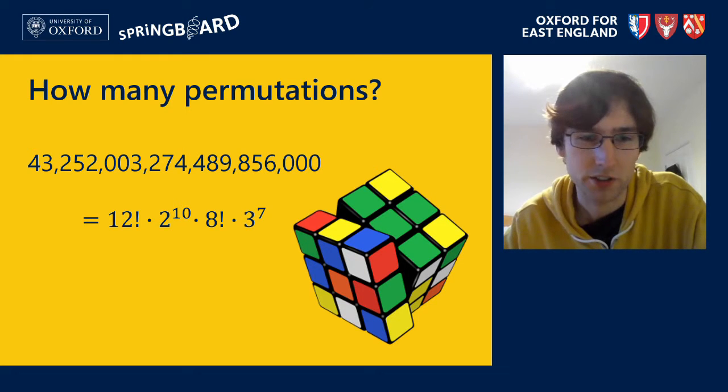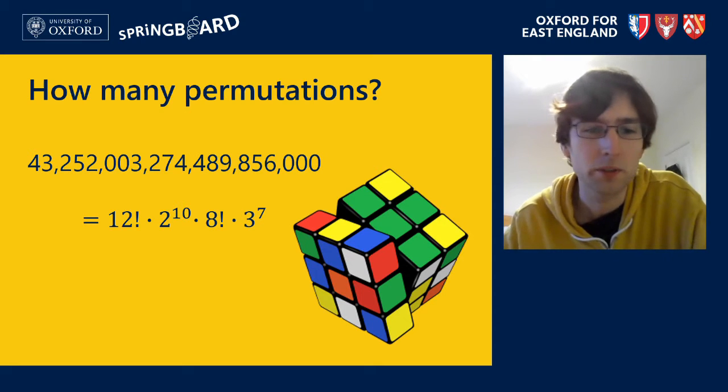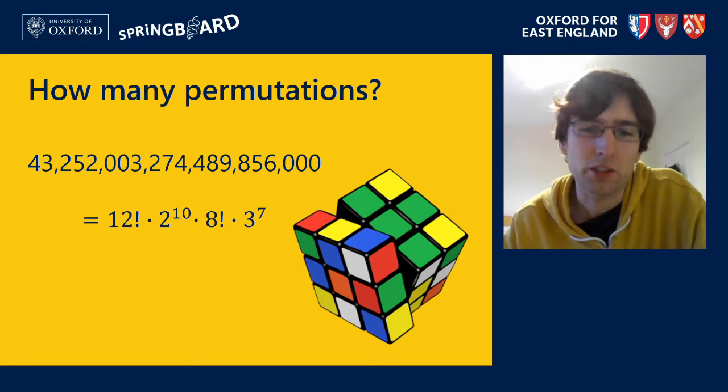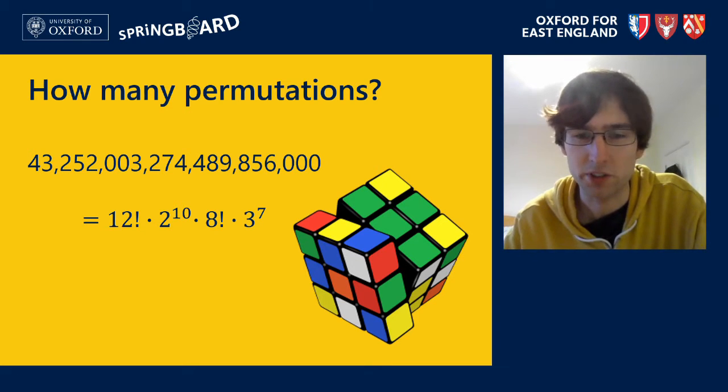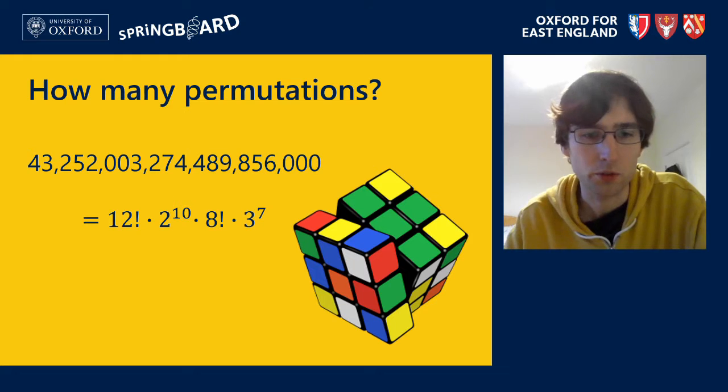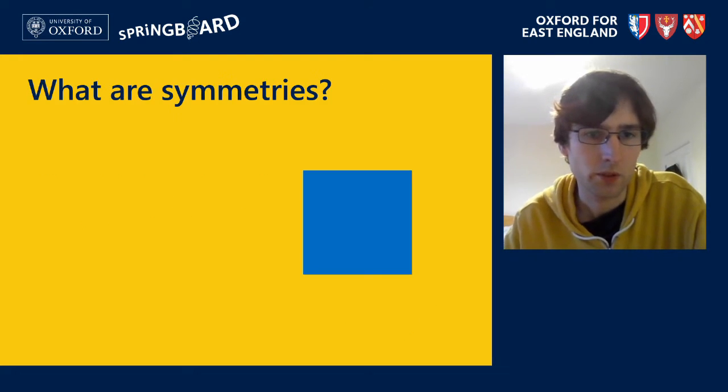You might also notice that 8 is the number of vertices of a cube, and 12 is the number of edges of a cube. So maybe there's some mysterious significance to this. And indeed, there is a mathematical structure that underpins the permutations of the Rubik's Cube. And these sorts of structures are known as groups of symmetries. Okay, let's start with some basic definitions and examples. What are symmetries?